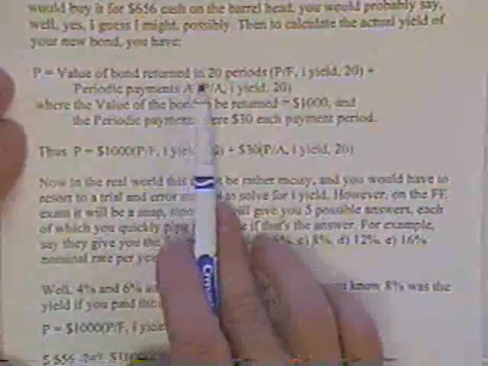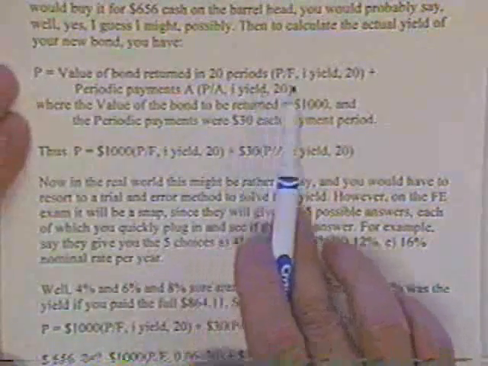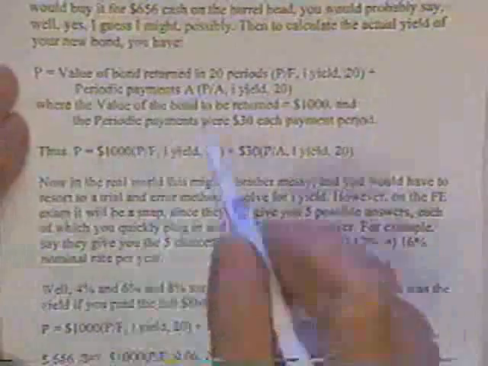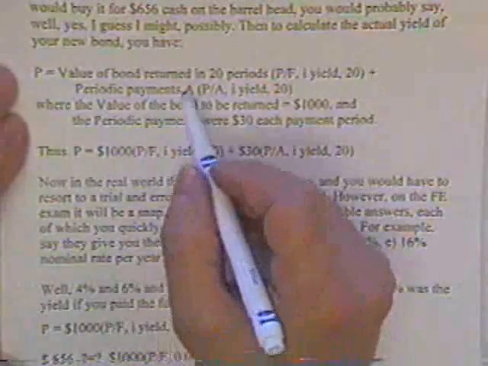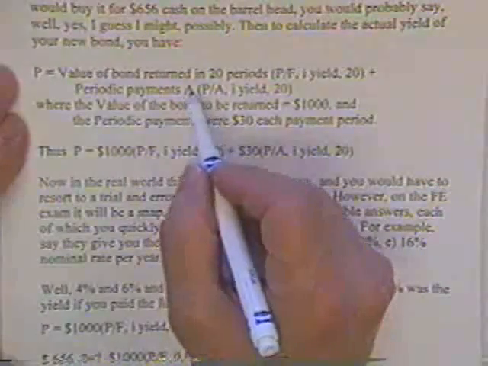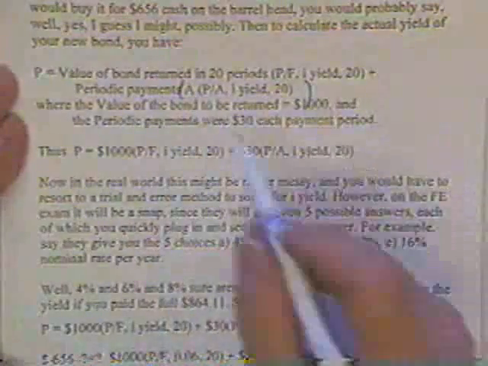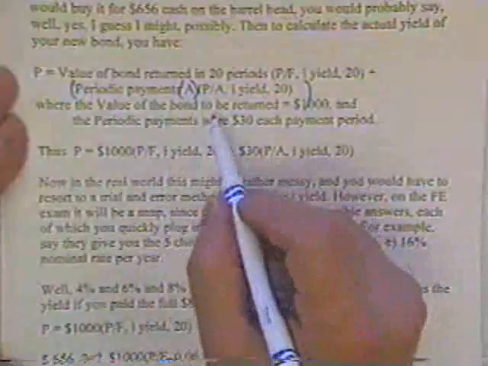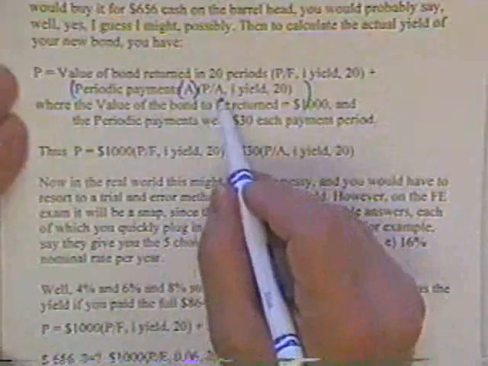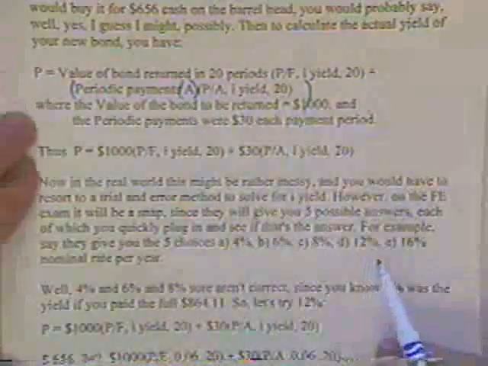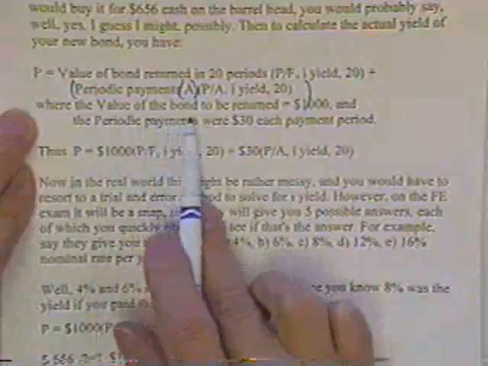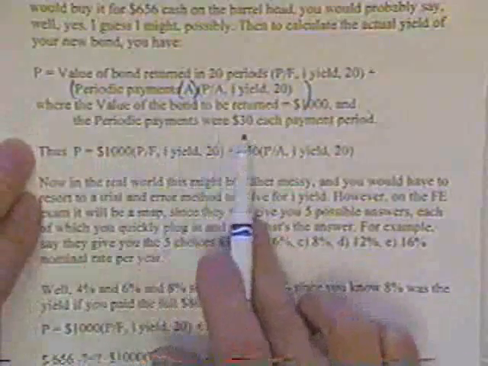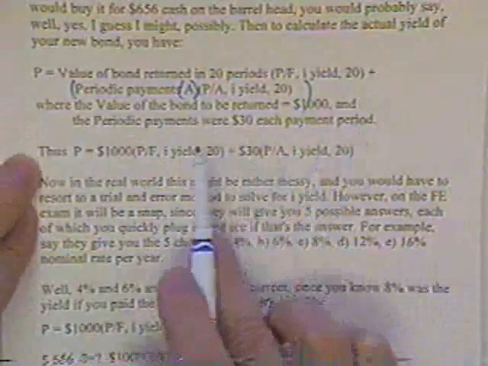The value of the bond returned in 20 periods times P over F, i yield, 20 periods, plus the periodic payments, let's say that's A, in other words the periodic payments are A, times P over A, i yield, 20, where the value of the bond to be returned is $1,000, that's correct, and the periodic payments are $30 each payment period. So in other words, we're setting the parameters.